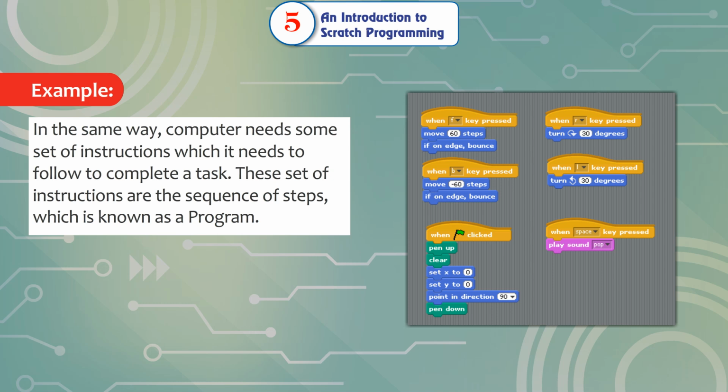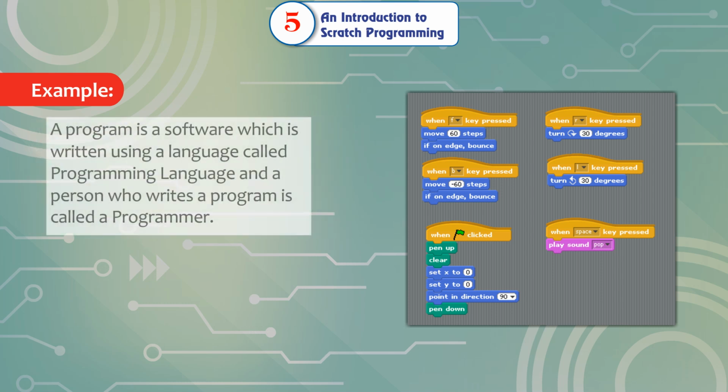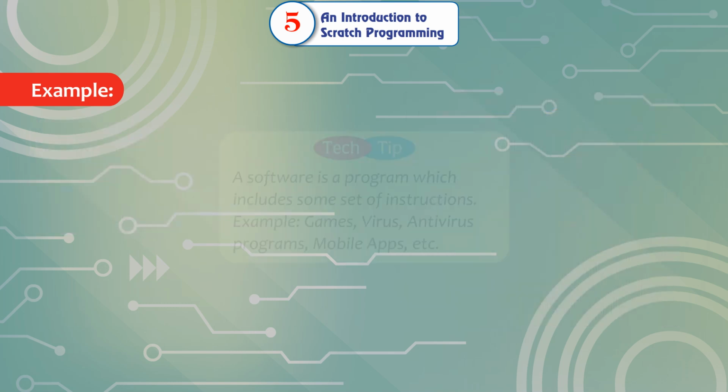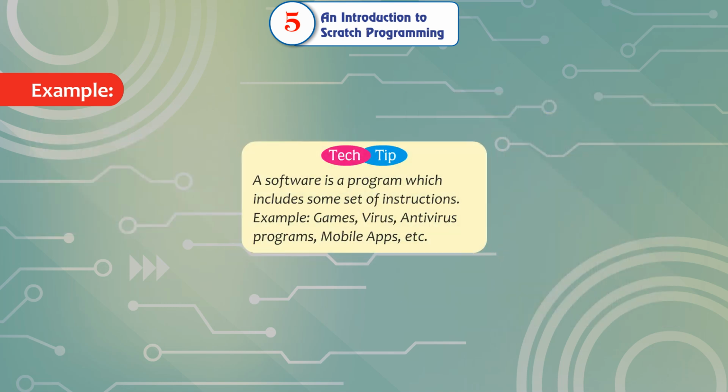complete a task. These set of instructions are the sequence of steps, which is known as a program. A program is a software which is written using a language called programming language, and a person who writes a program is called a programmer. Tech tip: software is a program which includes some set of instructions. Example: games, virus, antivirus programs, mobile apps, etc.